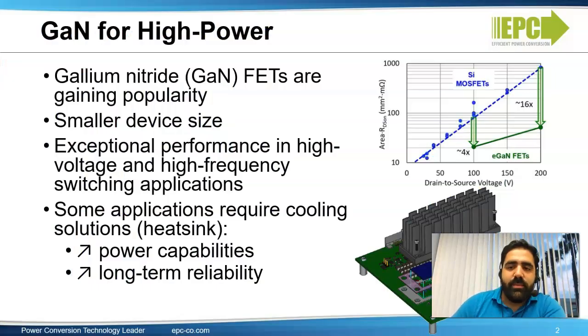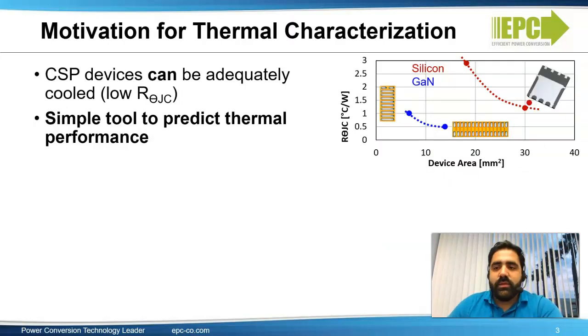So GaN FETs have been gaining popularity due to a demonstrated exceptional performance in high voltage and high frequency switching applications, even with smaller size devices and better efficiency compared to silicon MOSFETs. And going to higher power levels in some applications requires a cooling solution to reliably push to higher power levels. So even with a smaller die size, chip-scale GaN FETs have a lower junction to case thermal resistance and can thus benefit from backside cooling or from case side cooling.